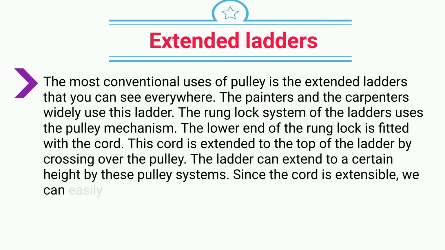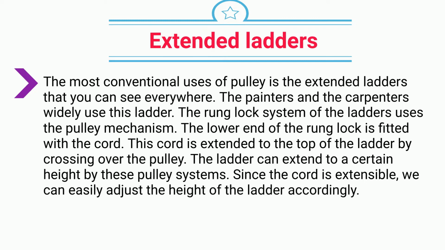The lower end of the rung lock is fitted with the cord. This cord is extended to the top of the ladder by crossing over the pulley. The ladder can extend to a certain height by these pulley systems. Since the cord is extensible, we can easily adjust the height of the ladder accordingly.